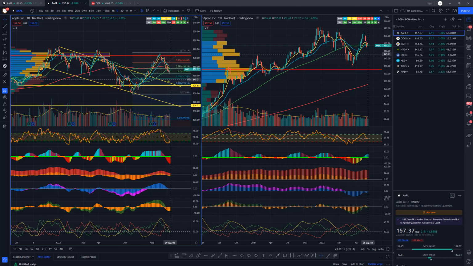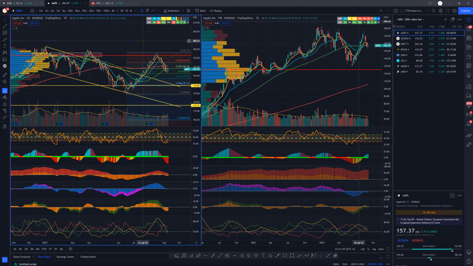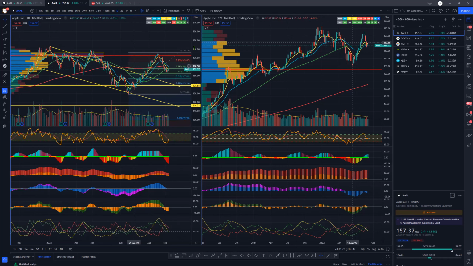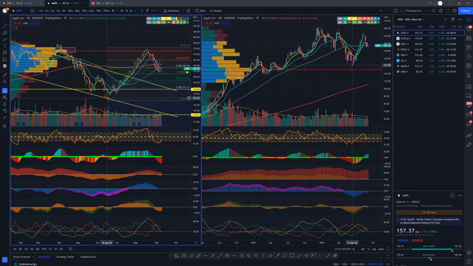So it's very similar to the situation of what the index is going to do, because Apple makes up a huge percentage of the S&P 500 index. So whatever the index does is going to reflect on what Apple's going to do as well.